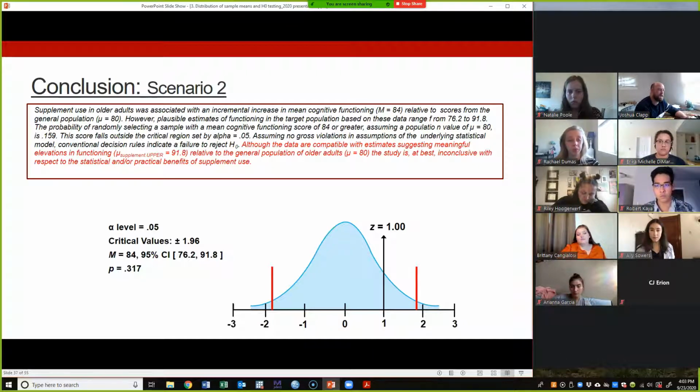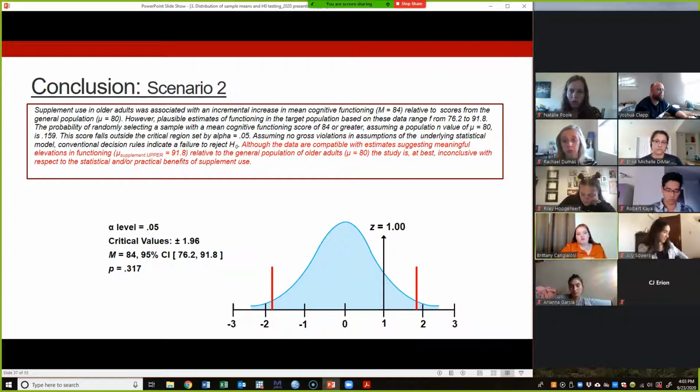Questions about any of this? When you're interpreting this, like we're looking at right now, are you basically saying that you can't reject the null hypothesis because your mean falls within the values of 76.2 and 91.8?